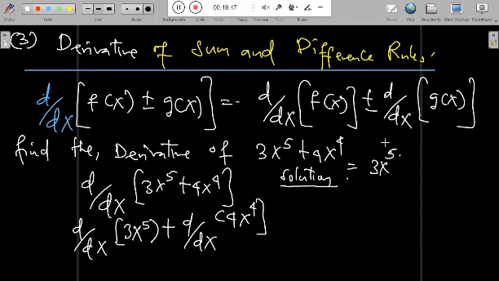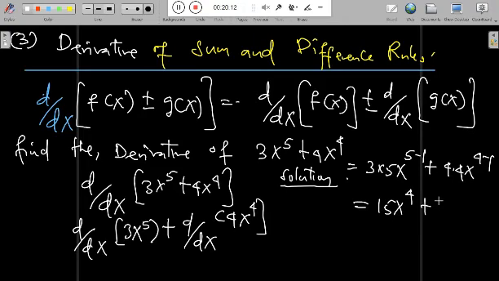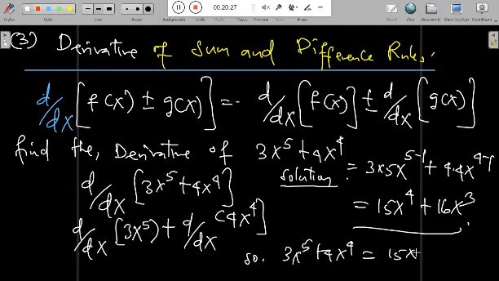So when we apply the derivative of this particular function, the answer will be equal to 3x, then 5 minus 1, that will be equal to 4, then plus 4x, then 4 minus 1. So the answer will be equal to 15x raised to the power 4 plus 16x cubed. So the derivative under the sum and difference rules of the function 3x raised to the power 5 plus 4x raised to the power 4 will be equal to 15x raised to the power 4 plus 16x raised to the power 3. So that will be the answer.